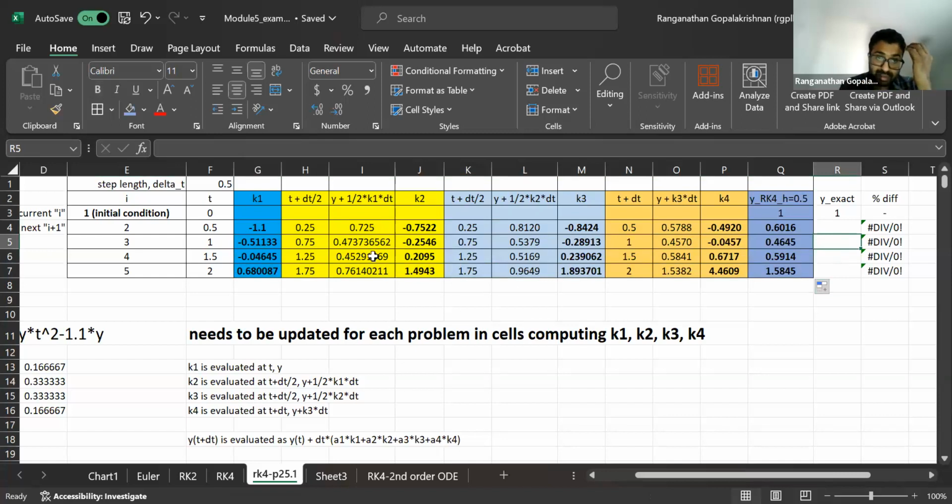The pitfall here, where you can make a mistake, is if you forget to use the $ sign to lock your dt values or a1 values wherever they appear. If you forget to do that, when you copy them onto next cells, you will get some errors, or you will get some junk values. Okay, that's one thing to watch out for.